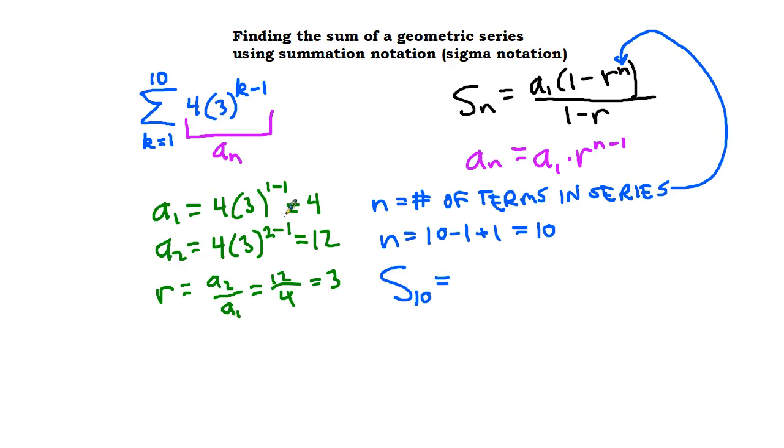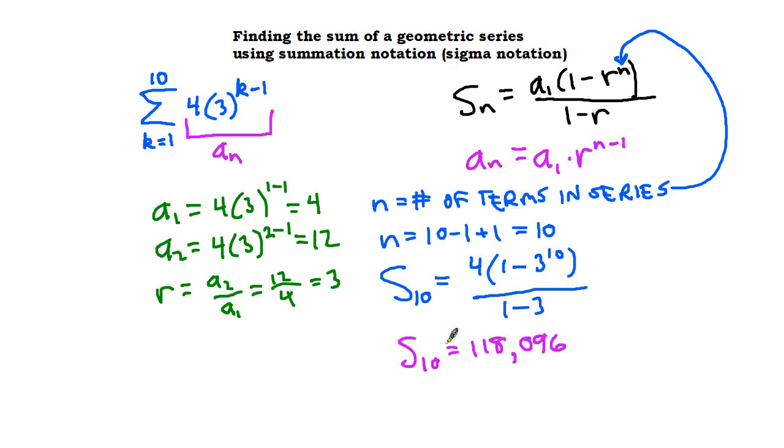But in our case, we're going to find the sum of the first 10 terms by multiplying a sub 1, which is 4, times 1 minus r, which is 3, raised to the power of n, which is now 10. And we're going to put that all over 1 minus r, which is 3. Now, one would hope that you could just cancel this 1 minus 3 with this 1 minus 3, but you cannot do that. So we actually have to multiply this stuff out in order to get the answer.